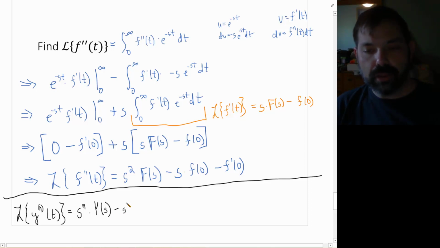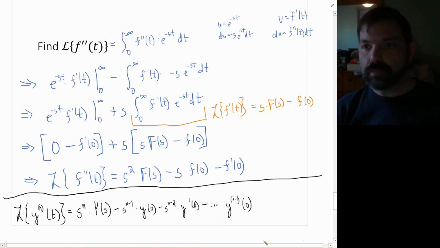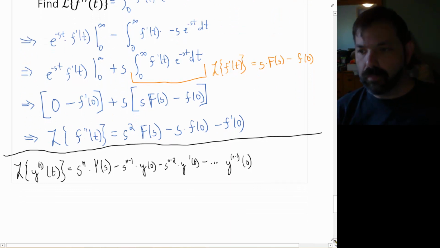Minus s to the n minus 1 times y of 0, lowercase y of 0, minus s to the n minus 2 times y prime of 0, minus, and then we would have an n minus 3 and a y double prime, and we keep on finding multiple terms until basically we get to the last term, and the last term would be the n minus first derivative of y evaluated at 0. So let's see a quick example using this formula.